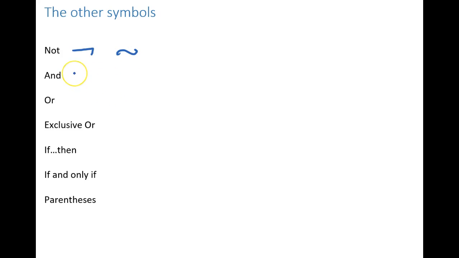Here's the symbol for and. You can actually get this from your keyboard too. Look at the top of the keyboard, the number 6. If you hold down Shift and hit that key, you will generate this symbol. Here's the symbol for or, and it looks like a lowercase v. So you can just simply use that key on your keyboard.